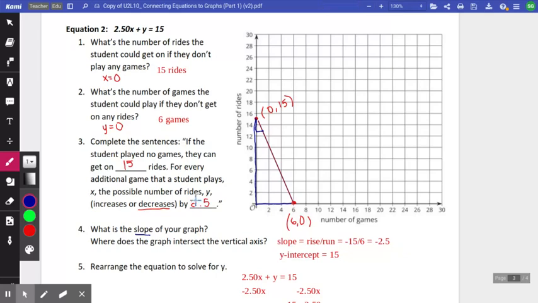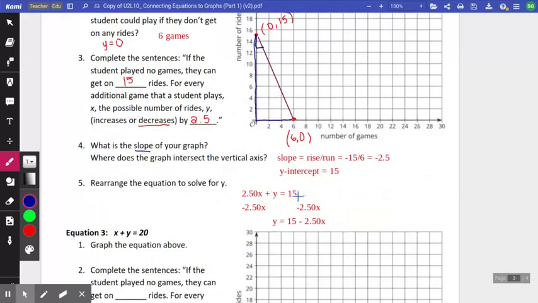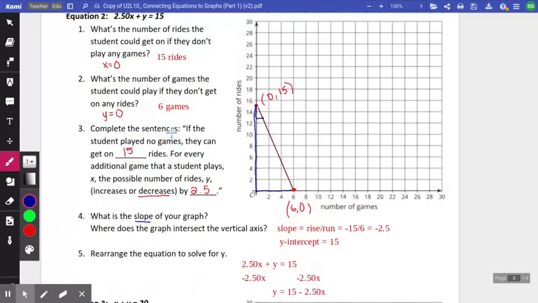The last part was rearranging this equation to solve for y. We've got that original equation there. I subtracted that 250x from both sides to get y all by itself. I'm subtracting because that original equation says we're adding 250x, and I need to do the opposite to solve. So we're left with y equals 15 minus 250x. Again, notice I've got that 15, I've got that 250 earlier. 15 and 2.5, 2.50 are the same number. So it's all connected. But how is it connected?